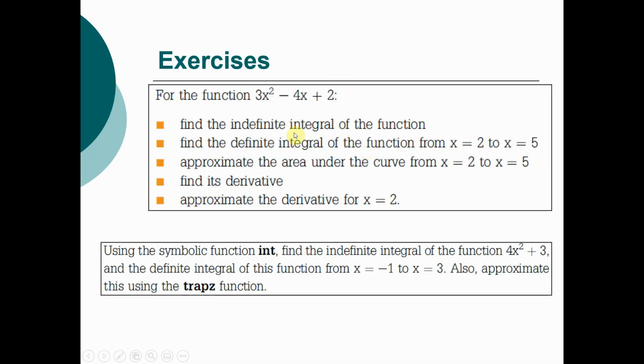Some examples here basically ask you to find the integral and compare it, maybe with the symbolic toolbox using different methods. Like here, this is from the symbolic toolbox, and this is from the trapezoidal rule, so I can compare them.